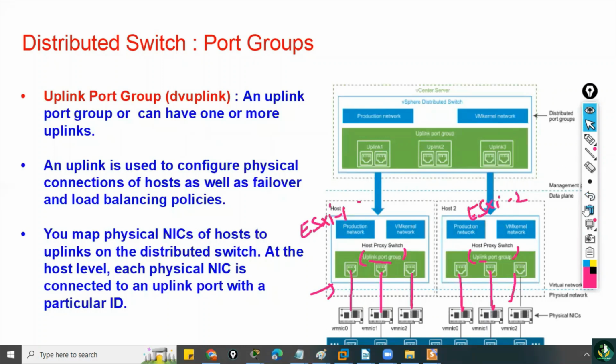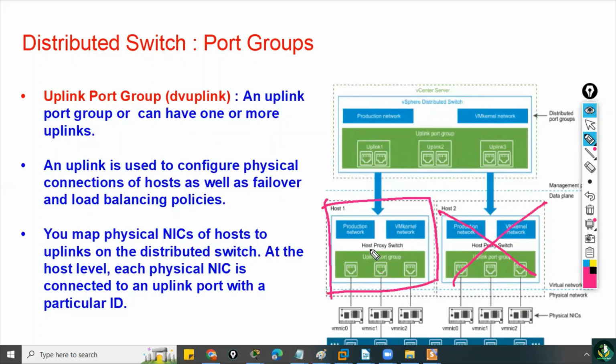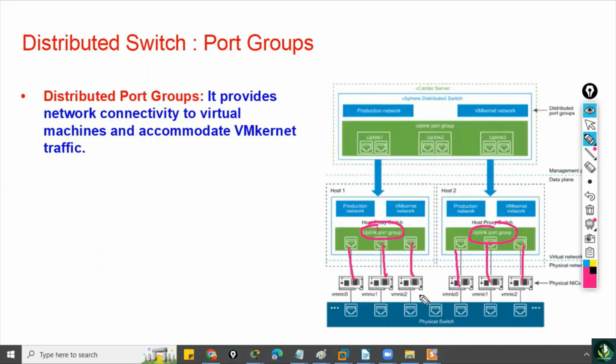Okay, let us leave everything. We have this host one, correct? Host one is having this uplink group. Let us say these are the virtual ports, and this ESXi1 is having physical NICs. So these uplink ports will be connected with the physical NICs of this ESXi1. These physical ports will then be connected with the switch and ESXi host.